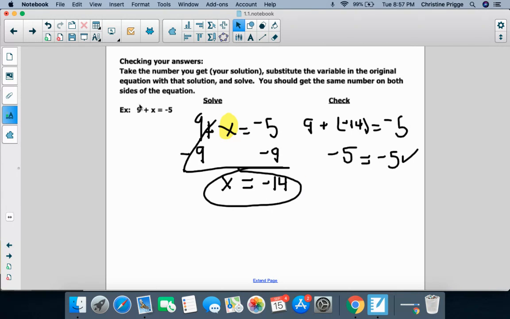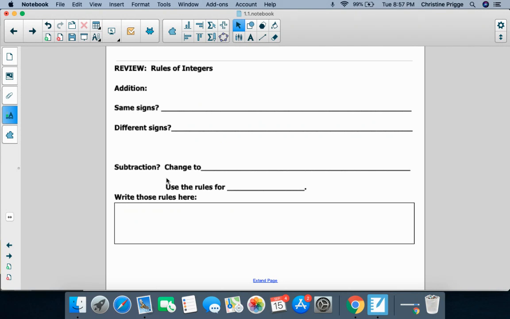The next part of your notes, and make sure you write this in your notes, we talk about rules for integers. And why are we talking about rules for integers? Well, that's because kids in 8th grade forget the rules for integers. And this is like a review. All right, so we're going to review the rules for integers.